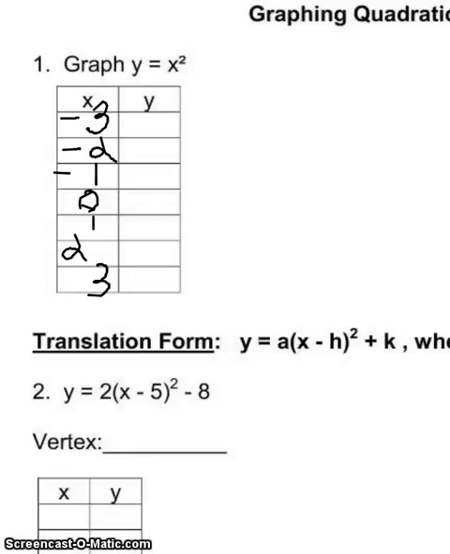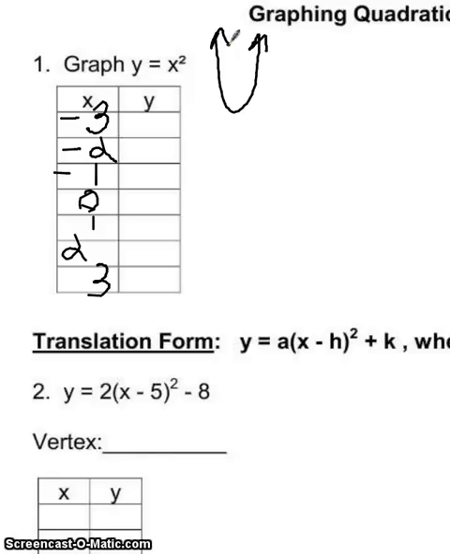Today we're going to be working with graphing quadratic functions. You should have a worksheet titled N6-2. We're going to look at number 1, which is the graph of y equals x squared. That's going to be our parent function for our quadratic graph. If you remember, our quadratic graph makes the shape of a U.